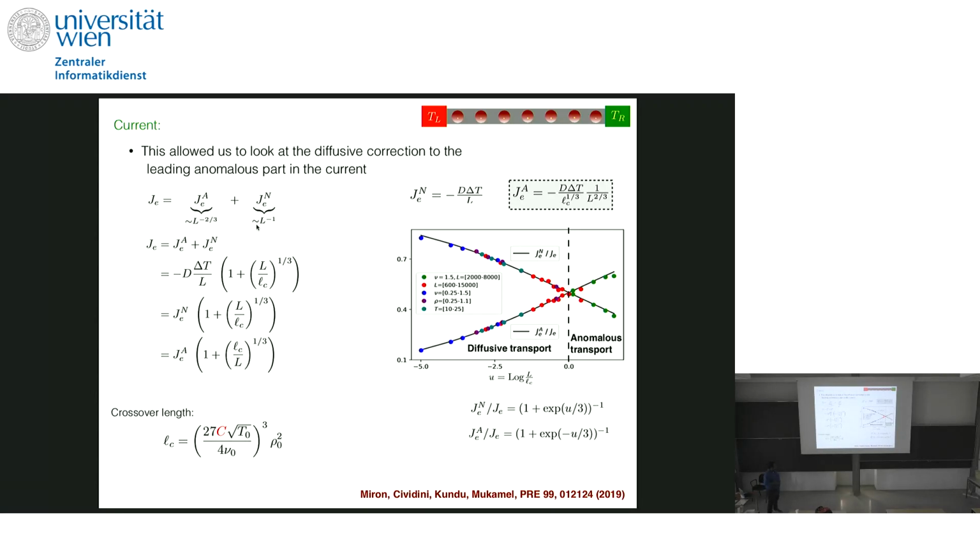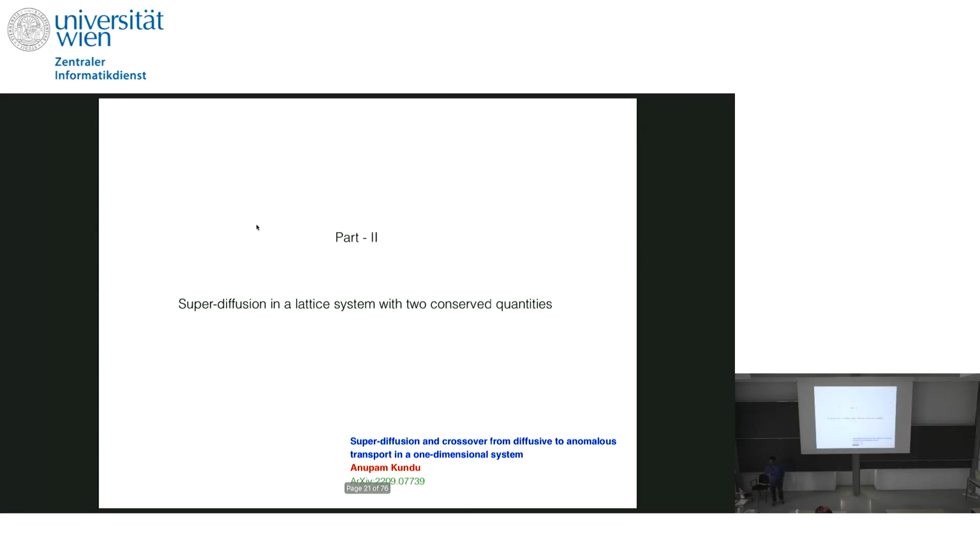Okay. And I should mention that this crossover length scale, LC, is called the crossover length scale because below that you see a diffusive transport, above that you see anomalous transport, and you can find an explicit expression for it in terms of the density, the collision rate, and the temperature. So I would like to demonstrate a similar crossover in another model with two conserved quantities. This is the result that is now available in this preprint.